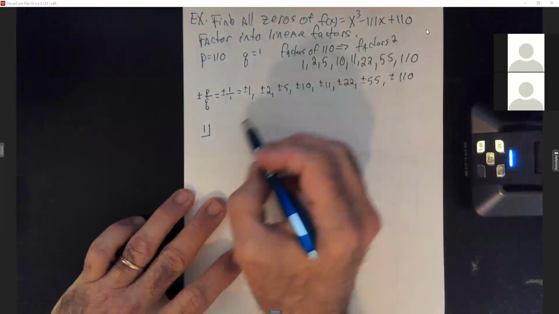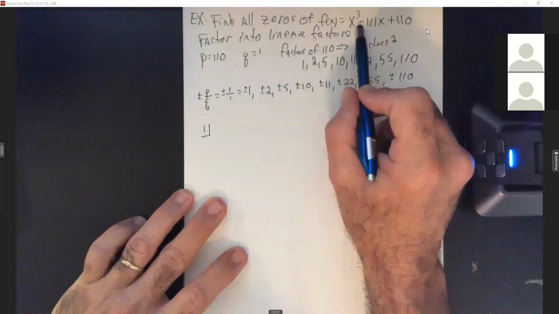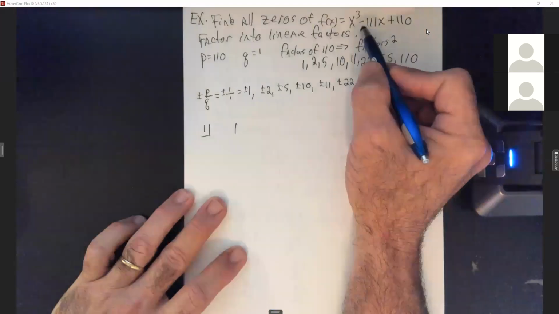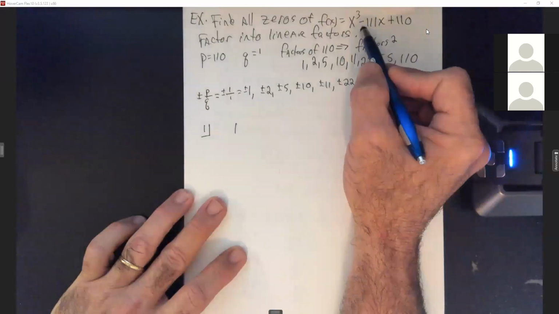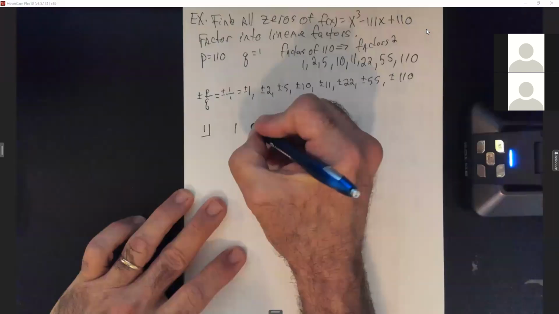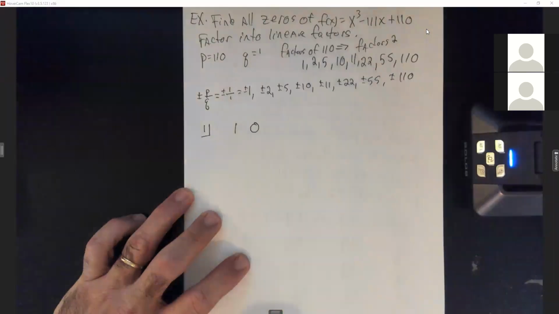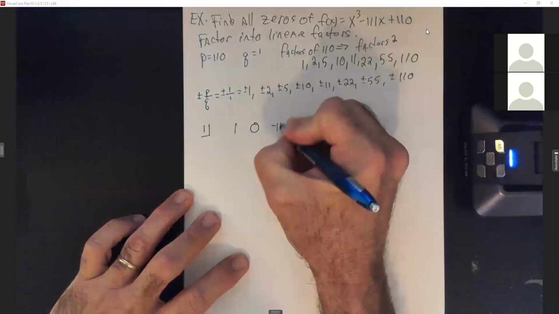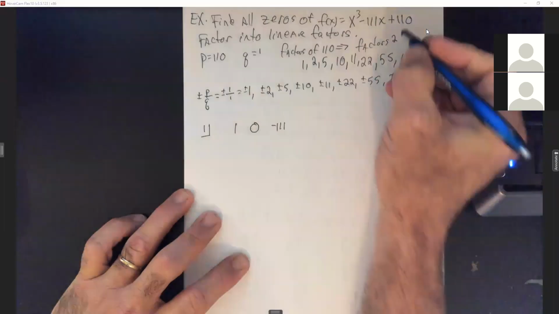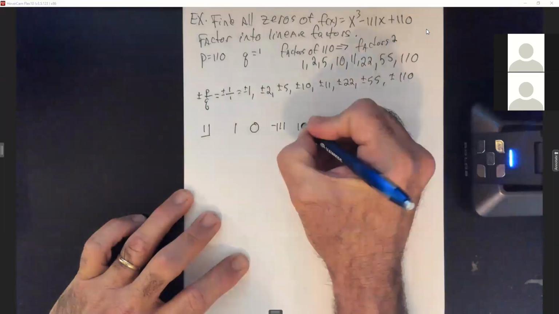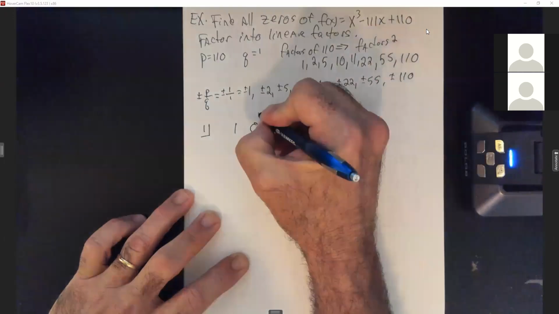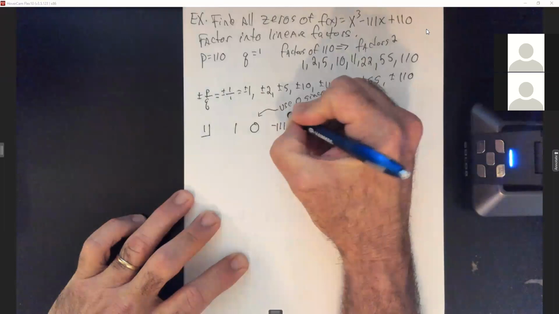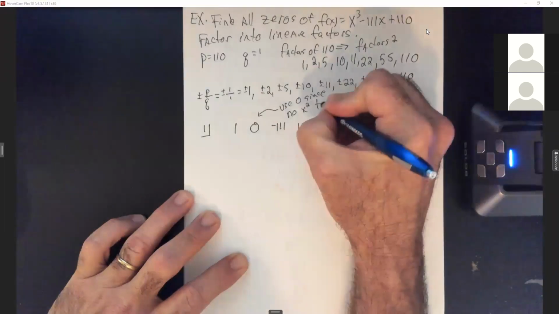So remember, we got to write our coefficients of our polynomial. So I got a 1 for the x third. Y'all, there's no x squared term up here. So since there's no x squared term, in descending order, I have to put a 0 for that place. All right, I got an x term. It's a negative 111. And then at the end, I got my number, which is a 110. So I'm just going to make a note. I had to use a 0 since there was no x squared term.